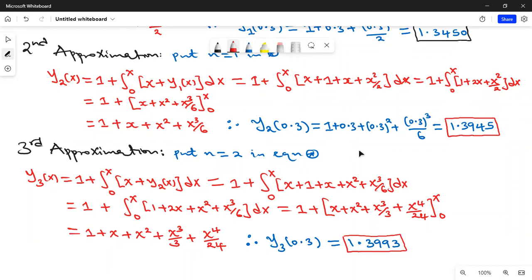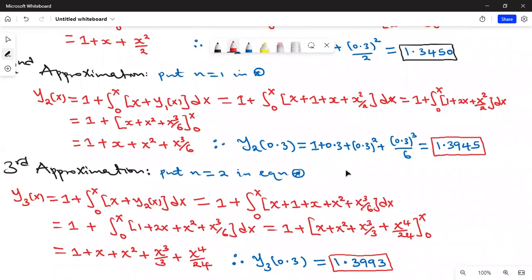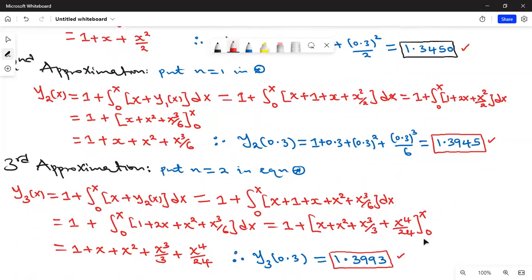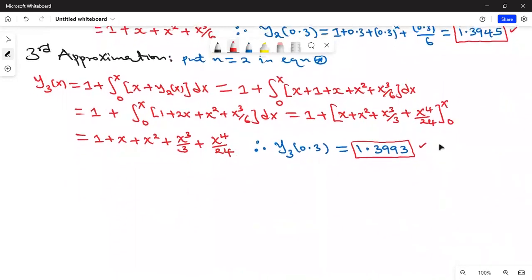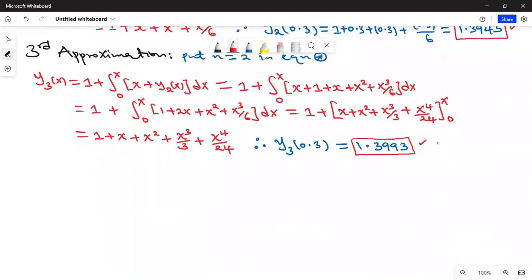When you talk of convergence, you simply look at these values, the ones that are bracketed. This one, this, and even the ones that we are going to calculate. You see now we are at 1.3945. When you compare with y3, we get 1.3993. We are almost close to the exact value. Let's go to the fourth approximation.